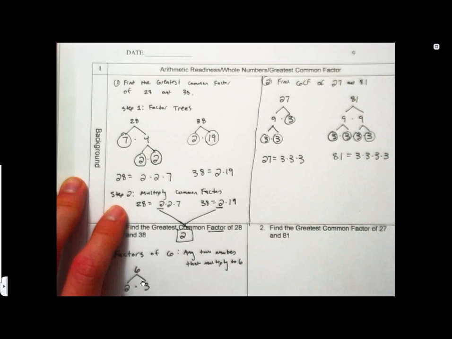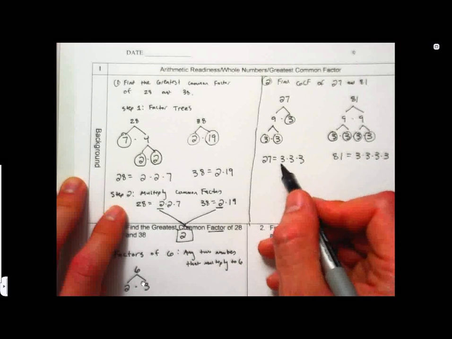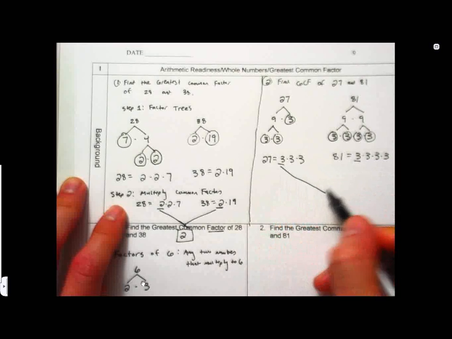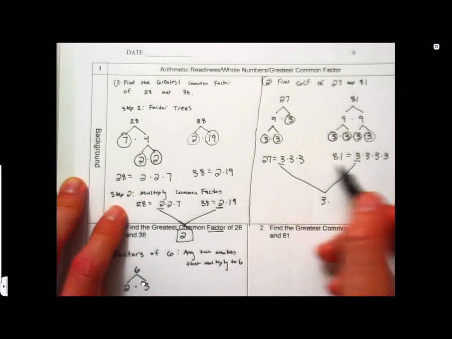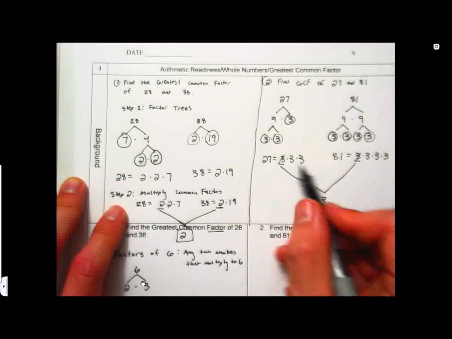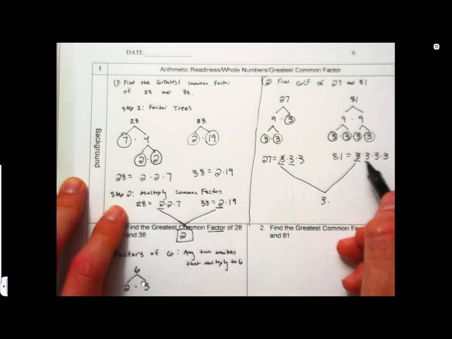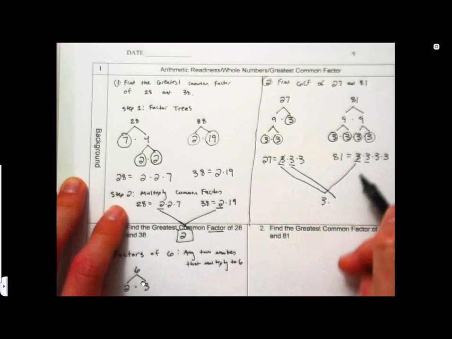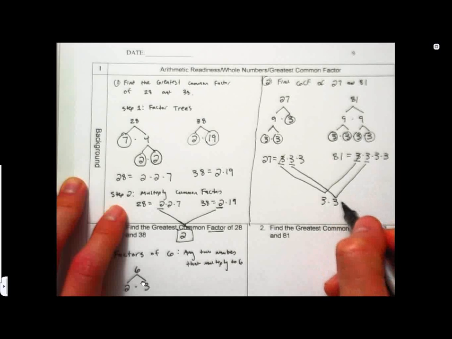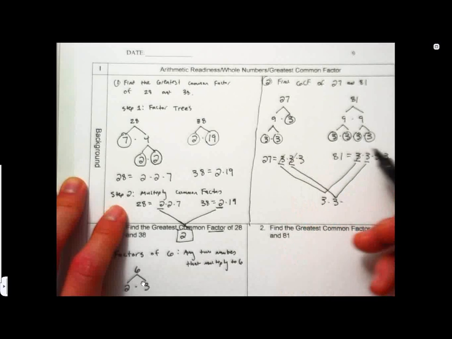So now if I do the second step in the process of multiplying together their common factors, well, I see that 27 and 81 definitely have a 3 in common. So I'm going to draw my arrow and put a 3 there. But I've used this 3 and this 3 now. But now I see that they definitely have another 3 in common. So I'm going to put another 3. And now I've used those two 3's up.